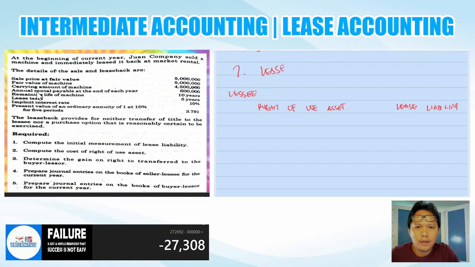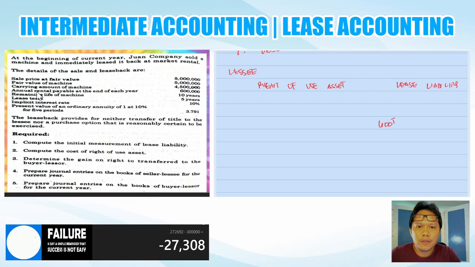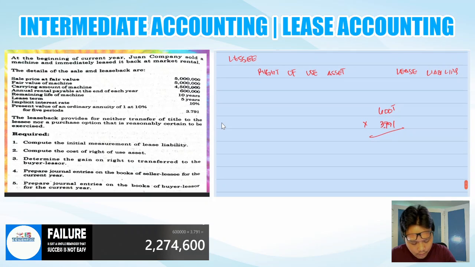In this particular case, the annual rental of the lessee, the seller lessee, is 600,000. Multiplied by the present value of an ordinary annuity for 5 periods at 10%, because the lease term is 5 years, times 3.791. 600,000 times 3.791, we have 2,274,600. So that will form part of your lease liability.